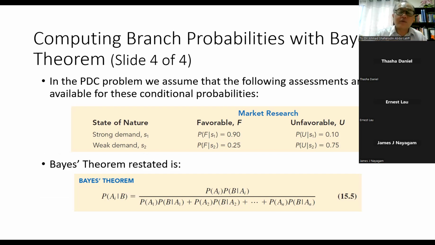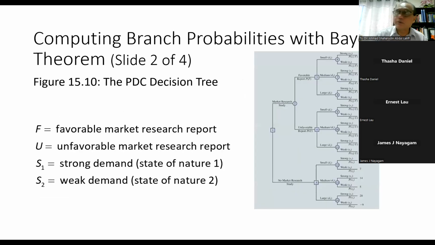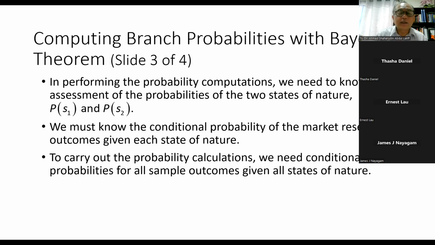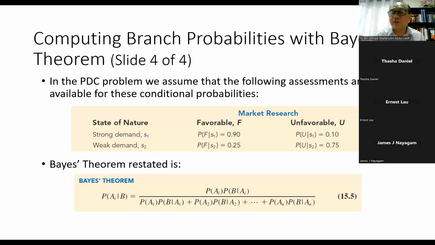If you can, look back into Bayes' theorem, but this is the formula given here. You can read it, but this is something we learned in our statistics class, a long time ago. So the probability of A happening, conditional on B having happened, is the way we calculate it. And then utility theory. Okay, any question before we move into utility theory?